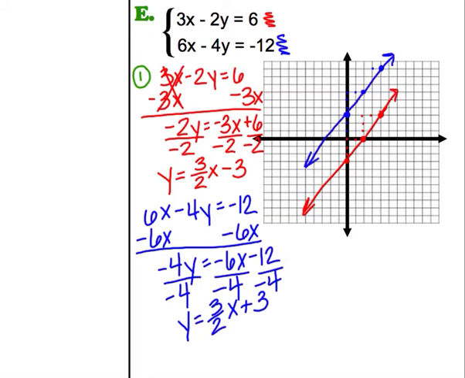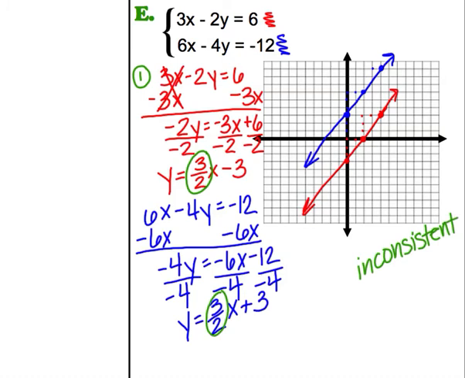And I see here that because I have a 3 halves here and a 3 halves here, they're parallel to each other as we learned in the last learning target, which makes these inconsistent.